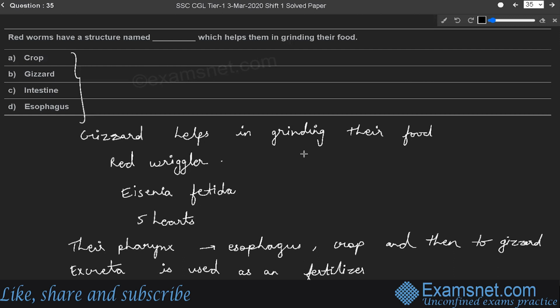So for this question, the correct option will be option B, which is gizzard. It helps in grinding their food and even the hardest soil particles are crushed here.